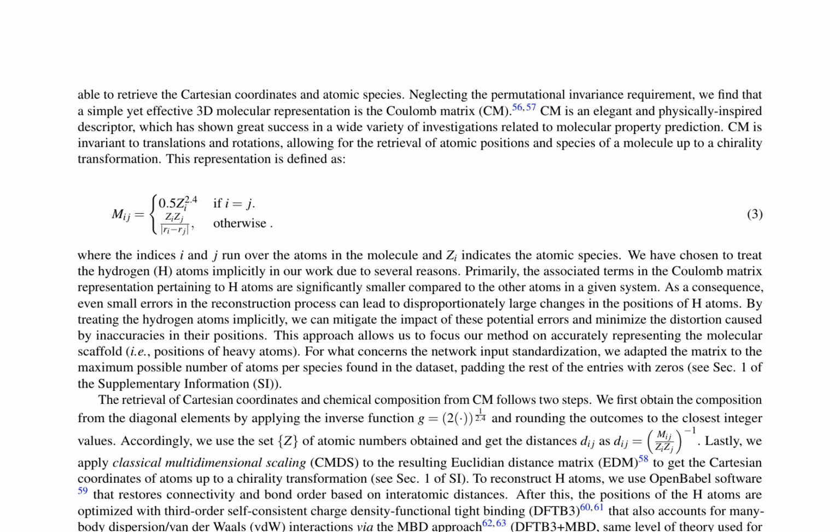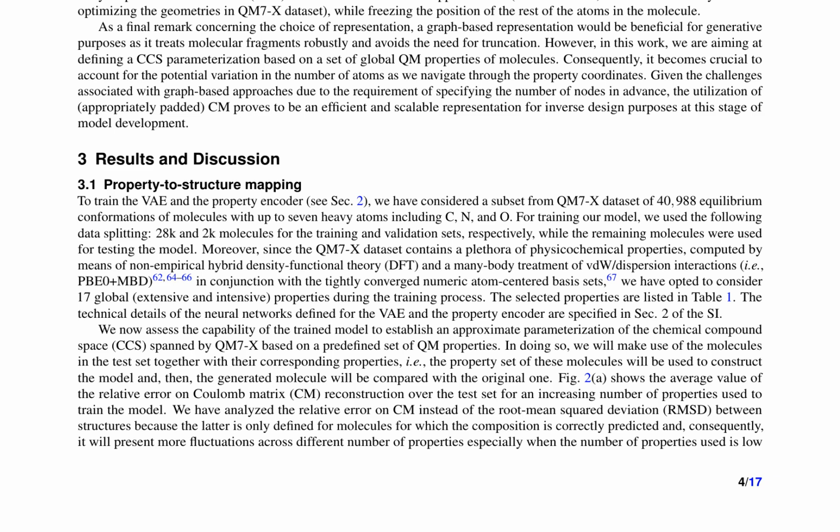It is defined as a matrix where the indices i and j run over the atoms in the molecule, and Z indicates the atomic species. Hydrogen atoms are treated implicitly due to their smaller terms in the CM representation. To retrieve Cartesian coordinates and chemical composition, a two-step process is followed. First, the composition is obtained from the diagonal elements by applying the inverse function and rounding the outcomes to the closest integer values.